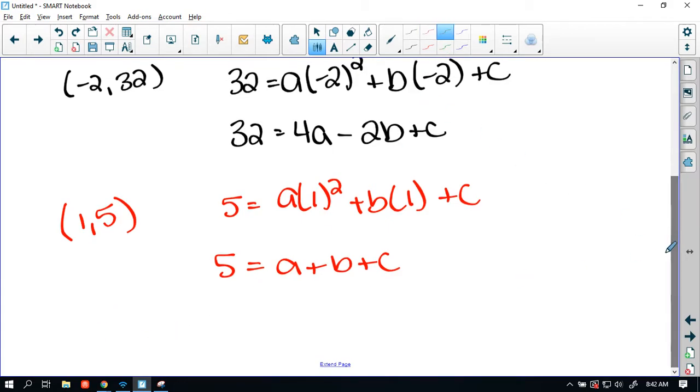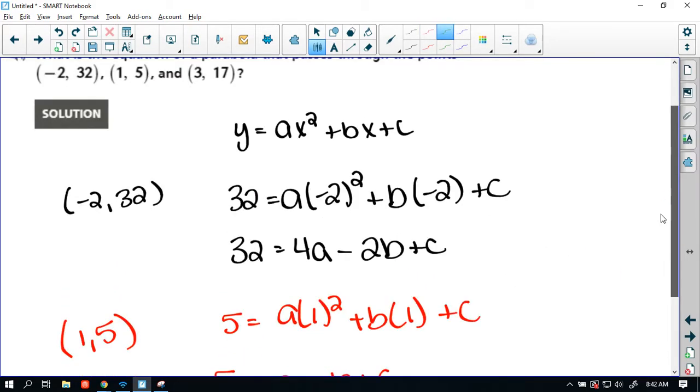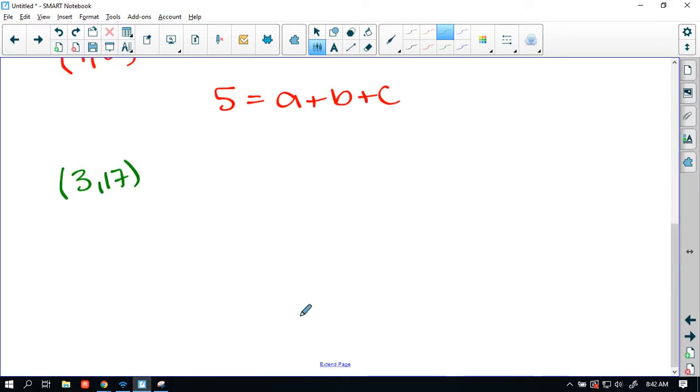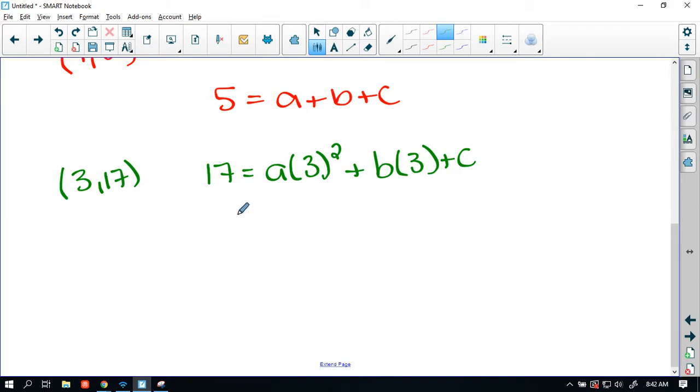And then the last point looking at this is 3 and 17. Okay, so I have again 17 equals a times 3 squared plus b times 3 plus c. 3 squared is 9, so we're going to look at 9a plus 3b plus c.